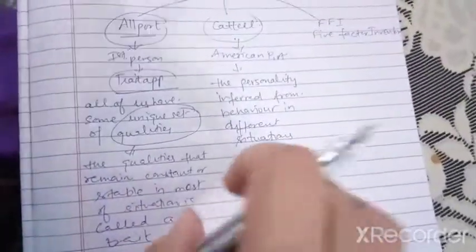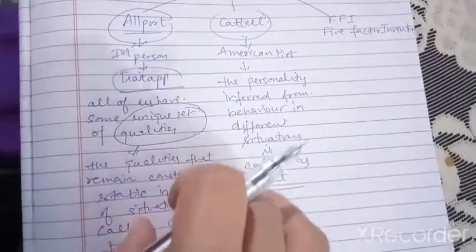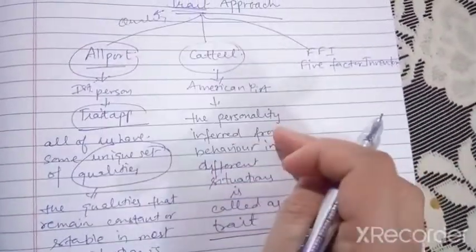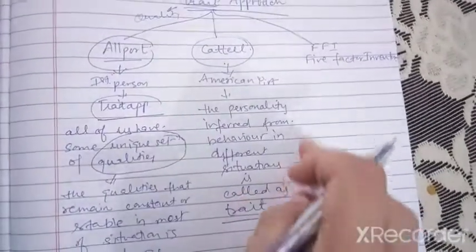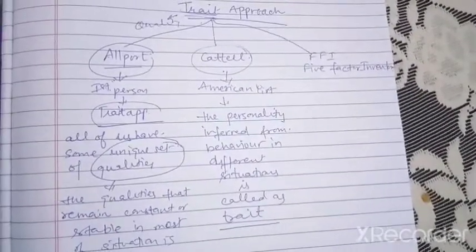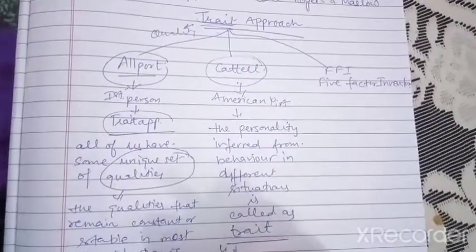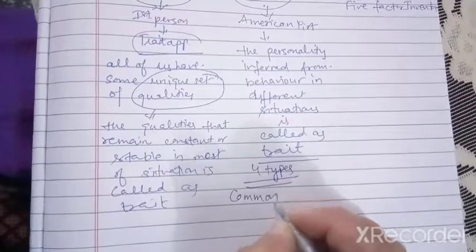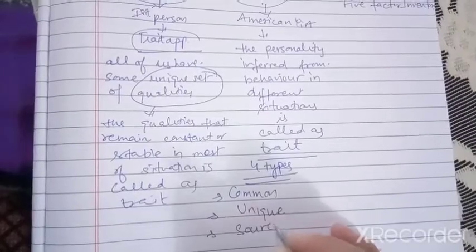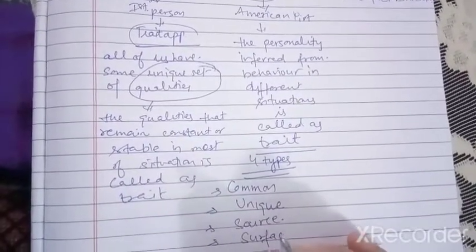So see the difference between these two people. Allport said that all of us have many traits, and the traits which are more constant, more stable, are called the trait. On the other hand, Cattell said that the reaction toward the situation, which comes from our behavior, is called the trait of someone's personality. Then Cattell also described four types of traits: common traits, unique traits, source traits, and surface traits.